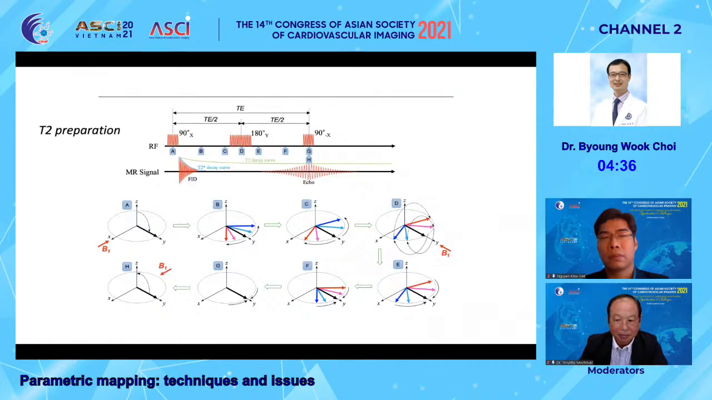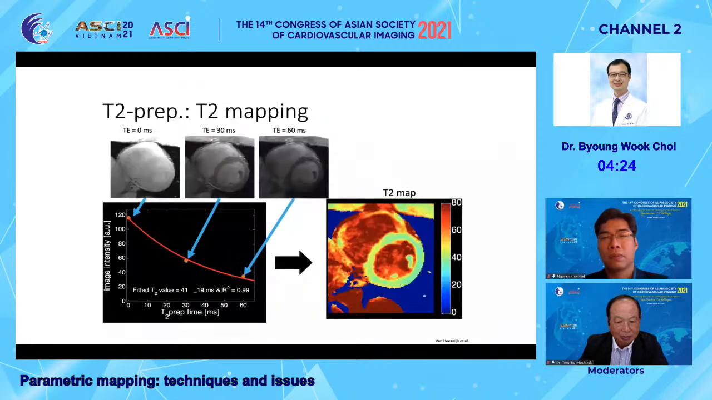T2 preparation pulse is very similar to spin echo T2 weighted imaging, but the second 90-degree RF pulse is applied to put transverse T2 magnetization to longitudinal magnetization. With T2 preparation pulse, T2 images are acquired at time 0, 30 milliseconds, and 60 milliseconds, and the T2 map is generated by two-parameter model fitting.